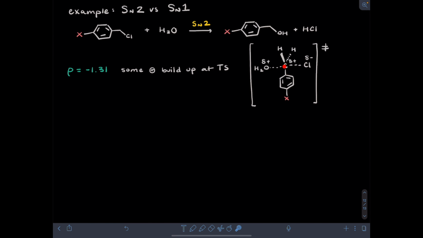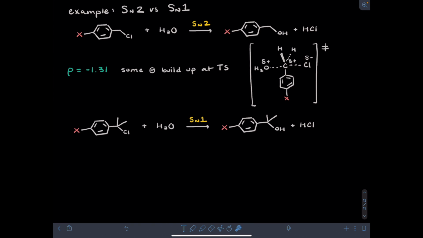The alpha carbon is losing its bond to chloride at the same time that it's gaining its bond to the incoming oxygen nucleophile. Chloride is developing a negative charge, oxygen is developing a positive charge, and carbon has a partial positive charge at the transition state. Because ρ is around -1, there is not too much partial positive charge developing on carbon at this transition state.